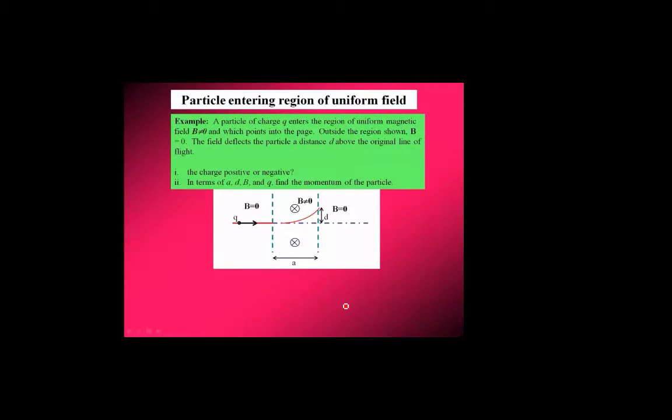So let's take a case of a particle Q with a velocity v traveling along this axis. It enters a region where the B field is not equal to 0, and when we put crosses here, we mean that that's the tail of the vector B. So B is pointing into the page.